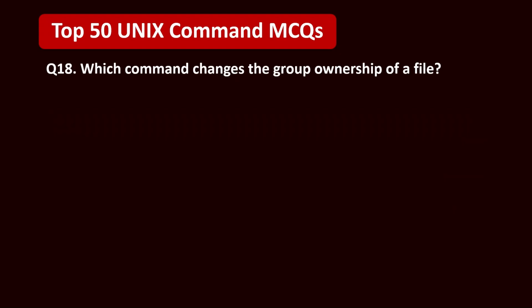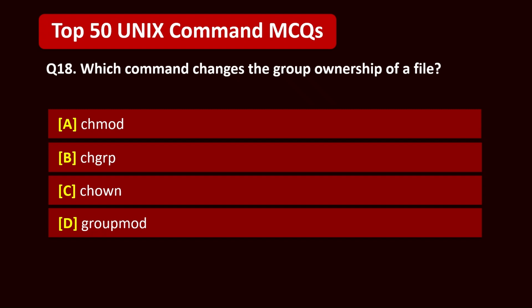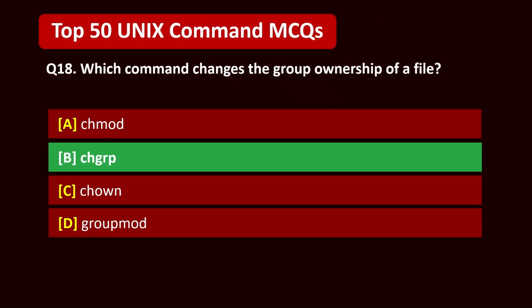Question 18. Which command changes the group ownership of a file? A. chmod, B. chgrp, C. chown, D. groupmod. 5, 4, 3, 2, 1. Correct answer is B. chgrp.